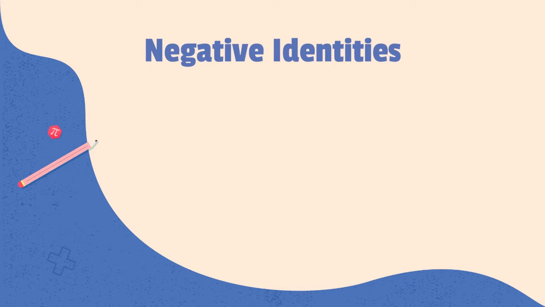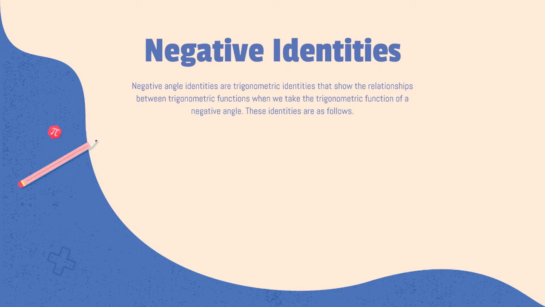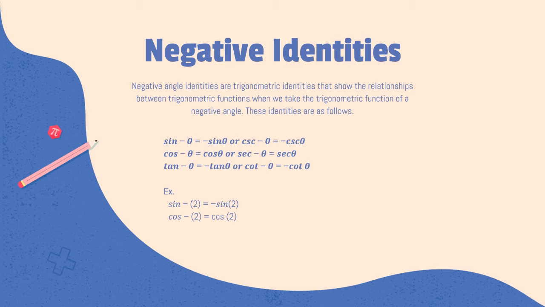Negative identities. Negative angle identities are trigonometric identities that show the relationships between trigonometric functions when we take the trigonometric function of a negative angle. These identities are as follows. Sine of negative theta is equal to negative sine theta, and cosecant of negative theta is equal to negative cosecant theta. Cosine of negative theta is equal to cosine theta, and secant of negative theta is equal to secant theta. Tangent of negative theta is equal to negative tangent theta, and cotangent of negative theta is equal to negative cotangent theta.